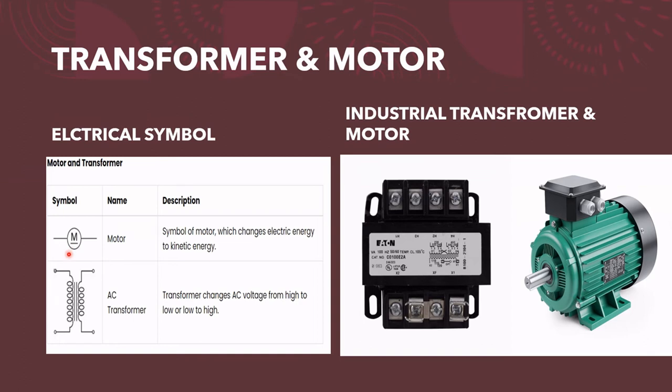The motor is basically just an M written in a circle. So if you see any kind of electrical drawing where you find a circle with an M, that means it's the motor, it's representing the electrical motor in that circuit.